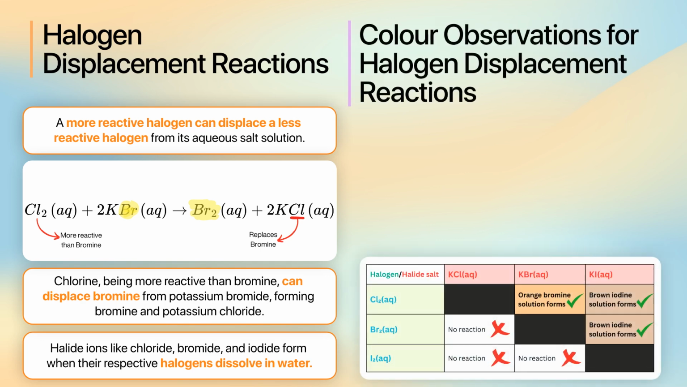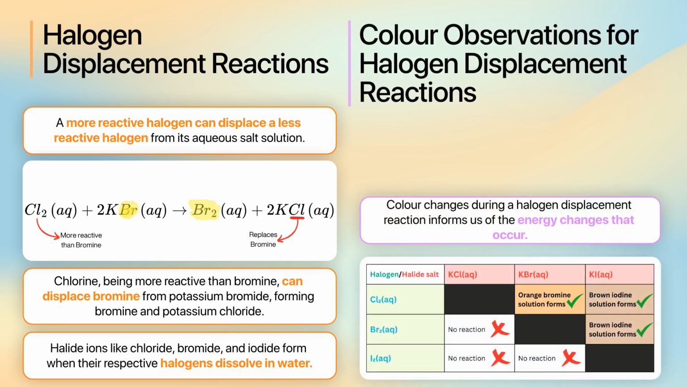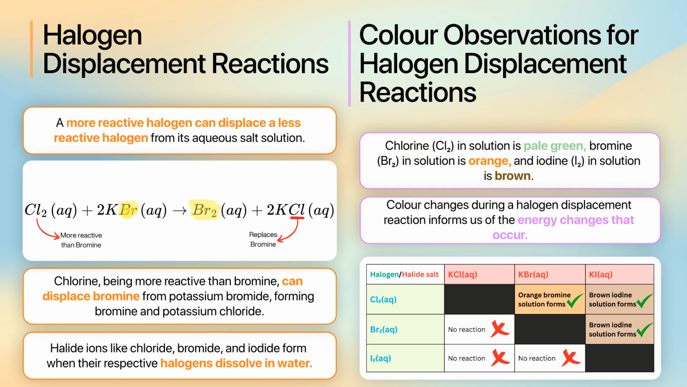Our lesson also looked at the color changes during a halogen displacement reaction. Chlorine in solution is pale green, bromine is orange, and iodine is brown. When chlorine displaces bromine from potassium bromide, the solution turns from colorless, or pale green if excess chlorine is present, to orange. Similarly, when chlorine displaces iodine from potassium iodide, the solution changes from colorless to brown.